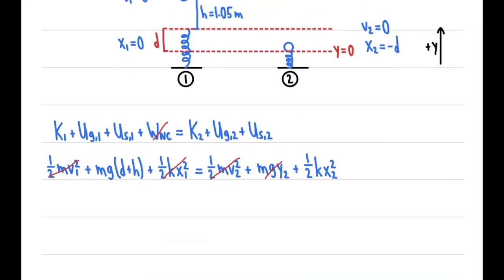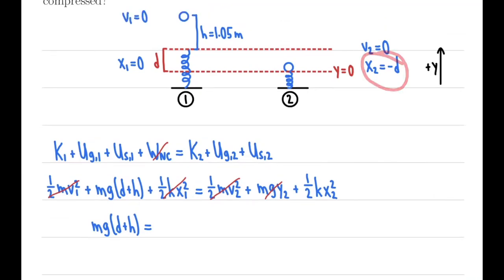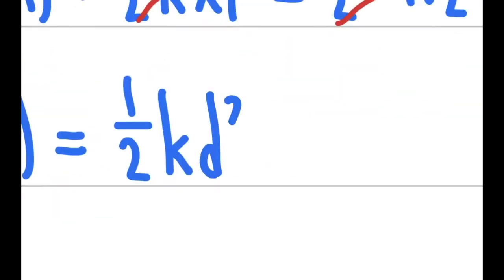So these are the only 2 things we have left. We have mg times (d plus h) equals 1/2 kx2 squared. And remember, x2 I said is negative d. And if you square negative d, you just get d squared. So this is going to equal 1/2 k d squared.